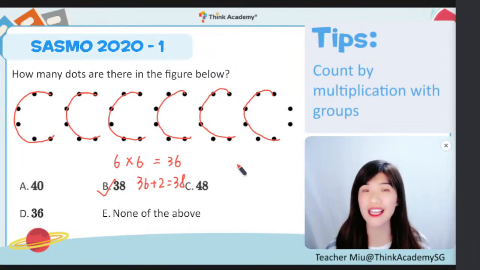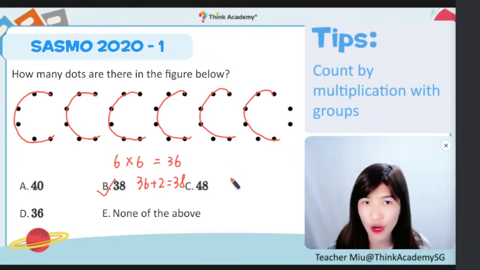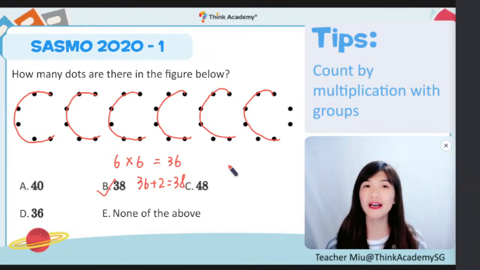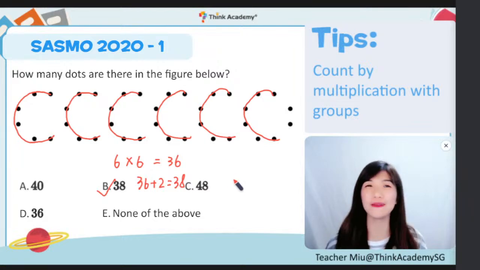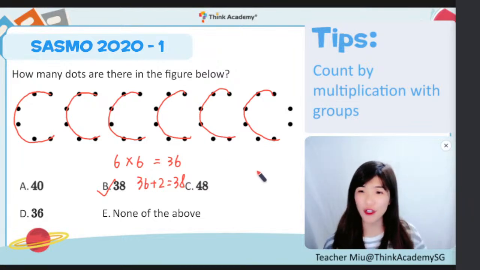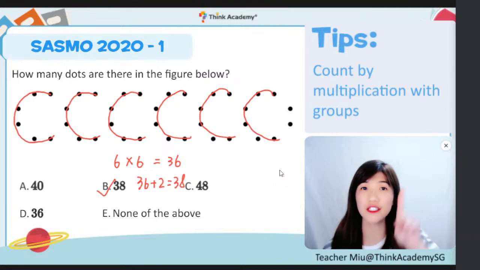For counting, actually, it is not a very difficult topic in the competition, but it requires us to count carefully. Do not count twice and do not miss anyone. So this is the first type of question under the topic of counting.